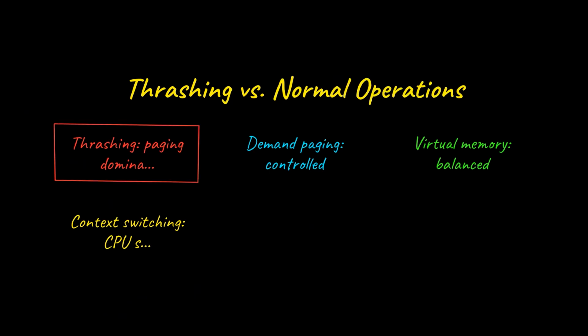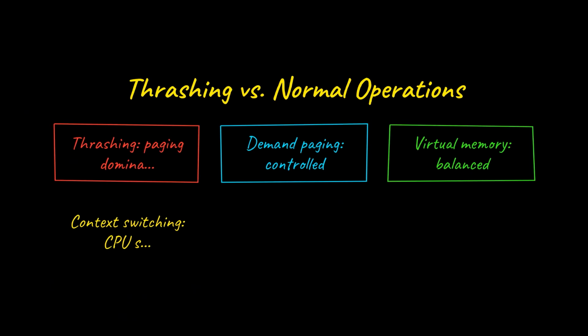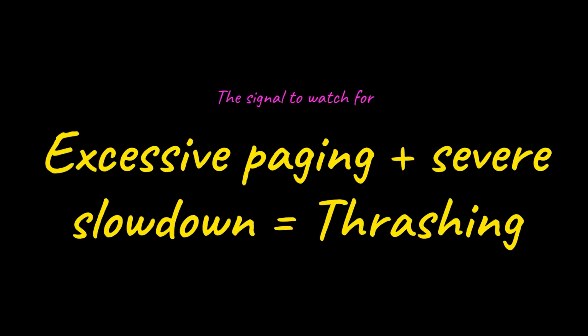Thrashing is often confused with three normal operations: successful demand paging, healthy virtual memory management, and context switching. The key difference is that demand paging and virtual memory keep paging under control while real work proceeds, and context switching involves saving processor state, not moving pages at all. When a system's disk is grinding constantly, performance has cratered, and the processor is stuck shuttling pages rather than computing. That pathological state is thrashing, paging overhead that has completely swamped useful work.